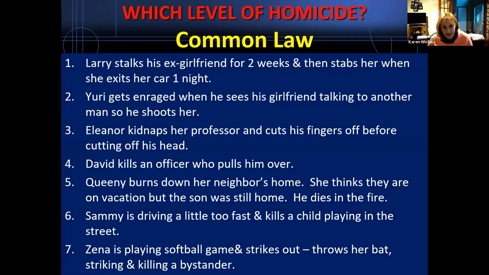So hopefully you're back and hopefully you tried it. So the first one, Larry stalks his ex-girlfriend for 2 weeks and then stabs her when she exits her car one night. That would be murder first, premeditation, malice aforethought, right? Uri gets enraged when he sees his girlfriend talking to another man, so he shoots her. This is probably your voluntary manslaughter. It's an intentional killing, but in the heat of passion, adequate provocation.